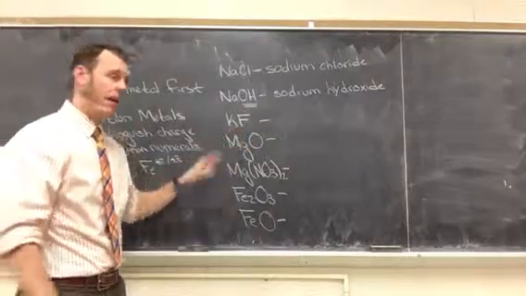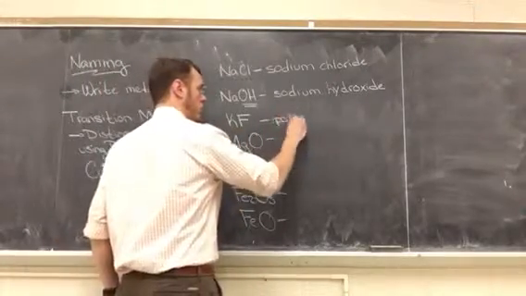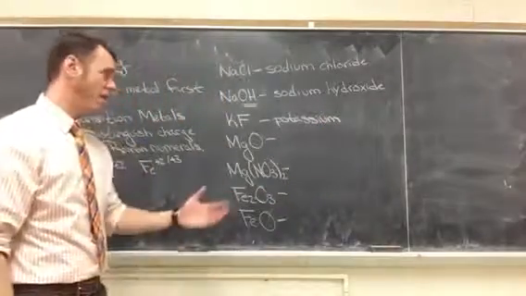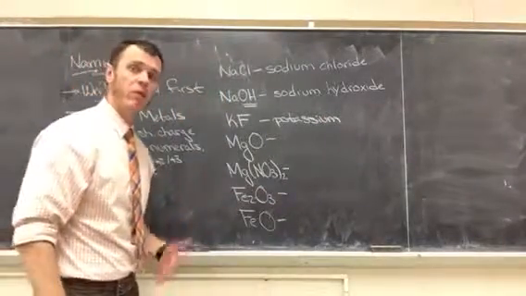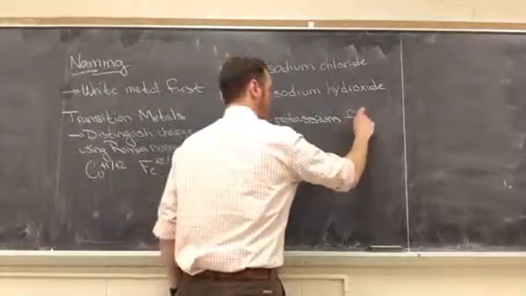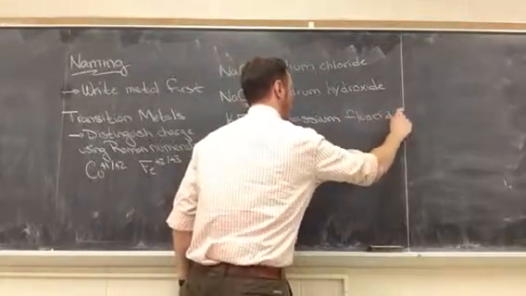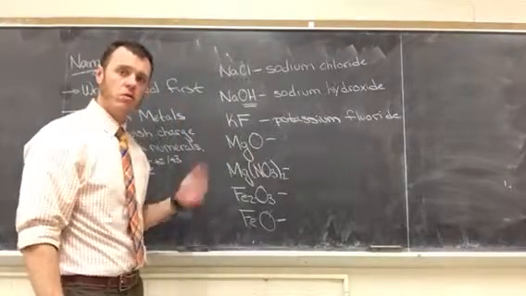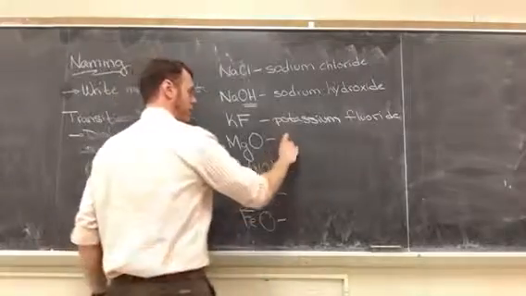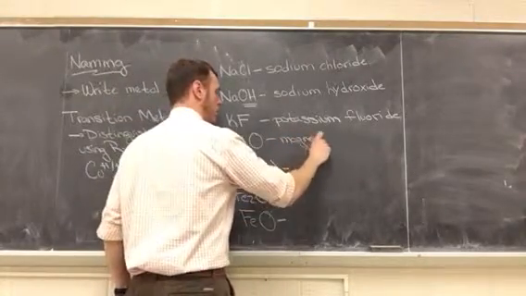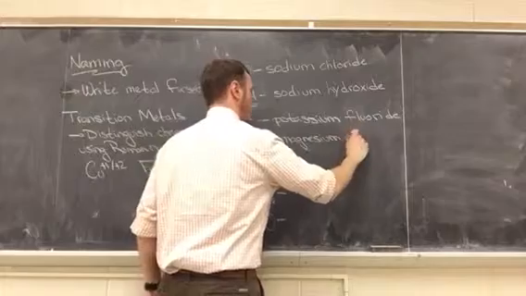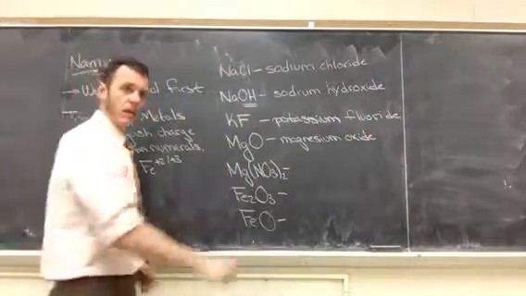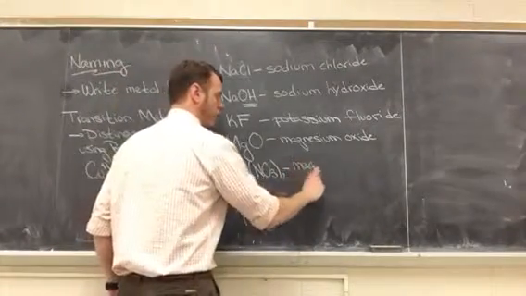Now we have KF. K is potassium. So we have potassium, and then F is fluorine, but instead of fluorine, we have fluoride. So potassium fluoride. There we go. Here we go. Mg and O, magnesium oxide. Now here we have magnesium again, which is very easy. So magnesium.